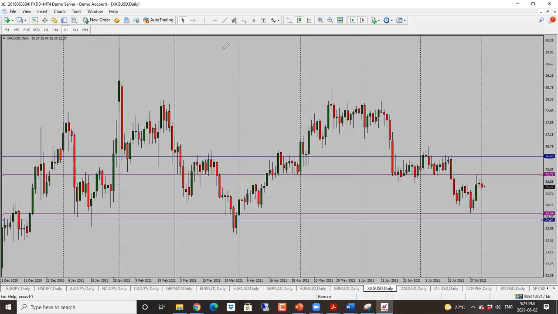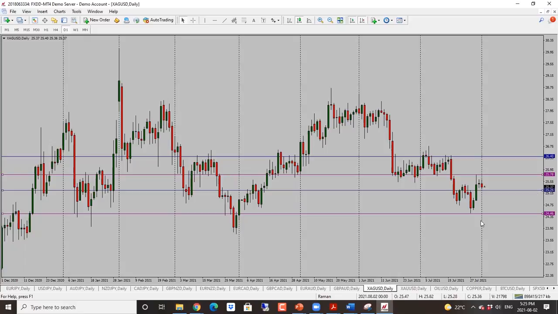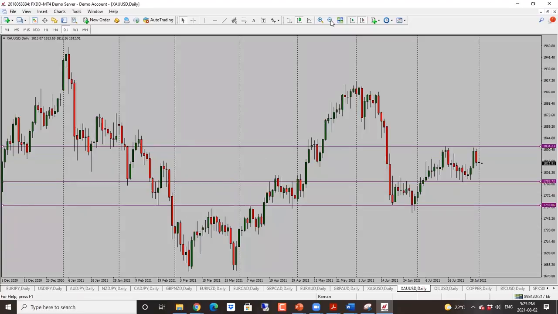Silver running into resistance here, hasn't been able to get through. So we have a bearish candle close. So I'm looking for a drop here. So bias is bearish, and first target is 25.25, and 25.00 is the second target. So silver is bearish.